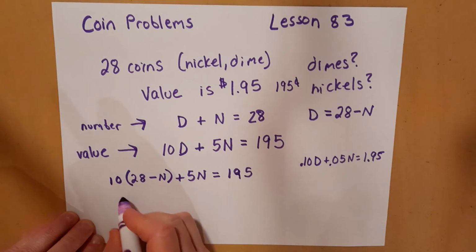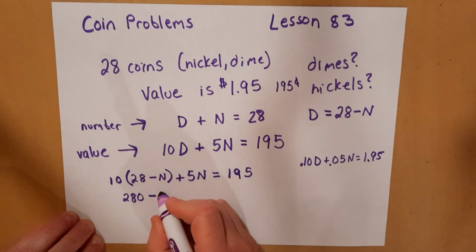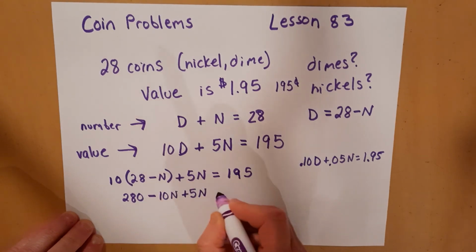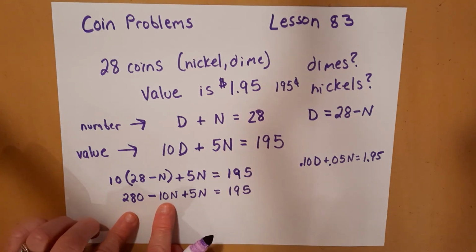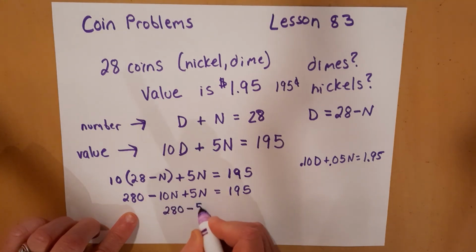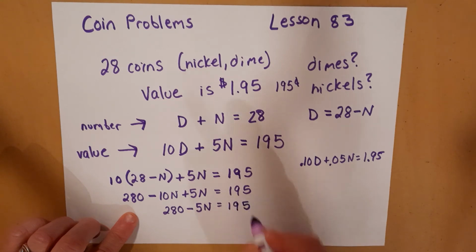We'll do the distributive property, which gives us 280 minus 10n. Be careful to watch those signs. Plus 5n equals 195. Minus 10n plus 5n gives us negative 5n. So we have 280 minus 5n equals 195.